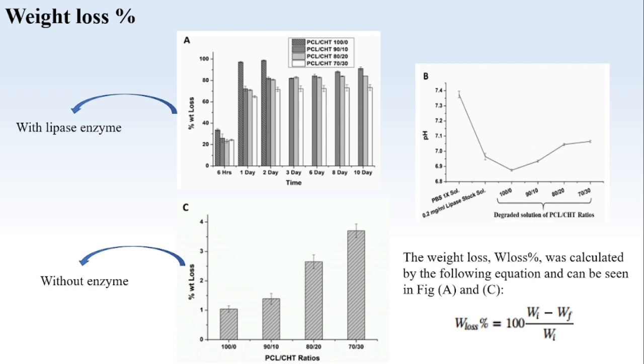For Fig D, it's the pH of the enzyme degraded solution after the study. The pH of the degraded solution remained close to the physiological pH, which is around 7.4 in all samples, indicating minimal toxicity. The pure PCL had the lowest pH, likely due to the higher amount of acidic residue from ester chain degradation.